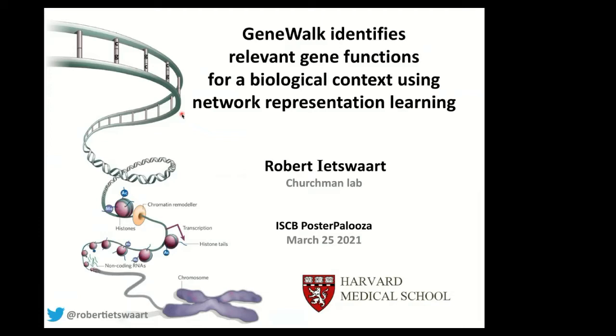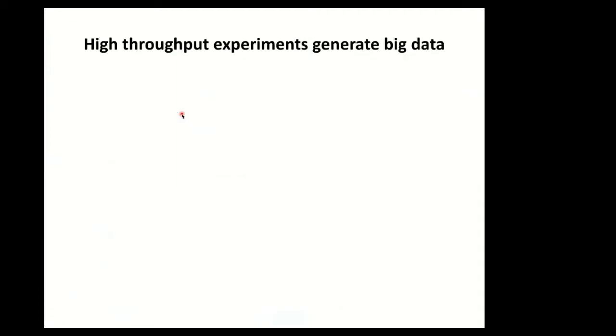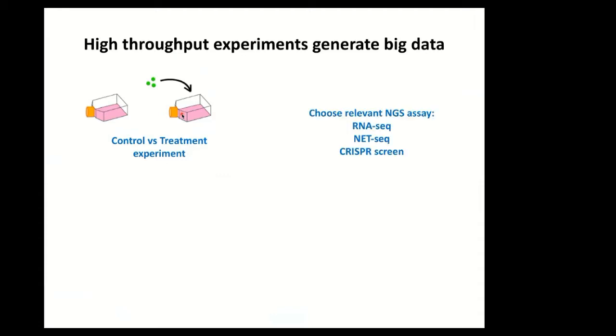I'm very excited to share with you my recently published work on GeneWalk. So, as you all know, high throughput experiments generate big data. A very typical experimental setup is to have a control versus treatment experiment, followed by a next generation sequencing assay like RNA-seq or NAT-seq or CRISPR screens to get a phenotypic readout.